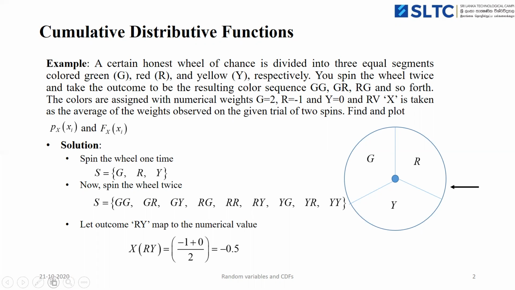For example, you can take the outcome RY. Then by mapping, X of RY is equal to (-1 plus 0) divided by 2. So -1 is the weight of the red, 0 is the weight of the Y. Because we need to find the average weight, we divide by 2. So it will give the numerical value for the outcome RY in the random variable X, which is equal to -0.5.